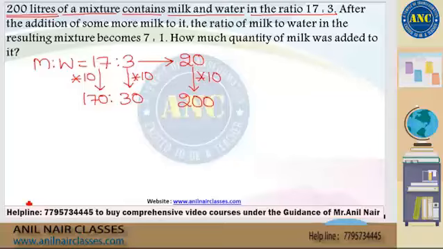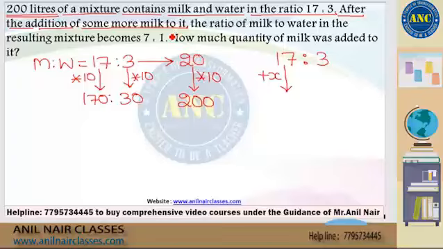Now read the next statement. After the addition of some more milk to it, that means I am adding some more milk to it. That means this 17:3 is the initial ratio. I am adding some more milk to it. I don't know how much milk. Let me call it X. Anyway, we will not use any equations, all those things. Do not worry about it. I am just naming it as X.